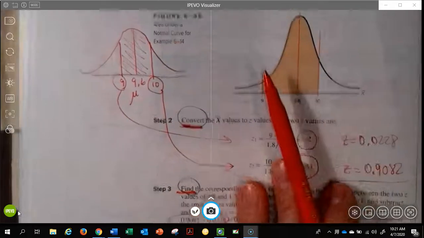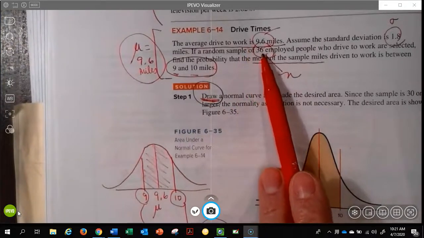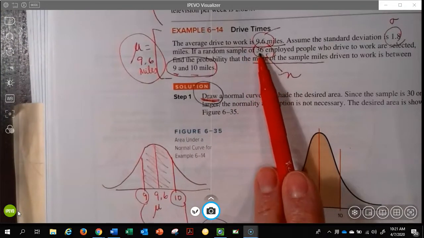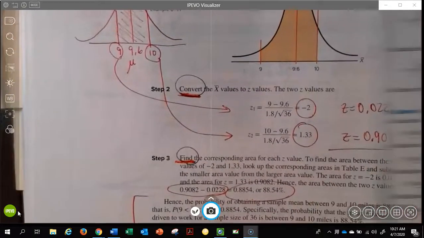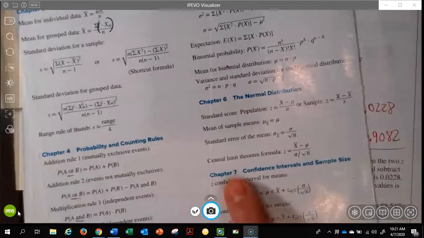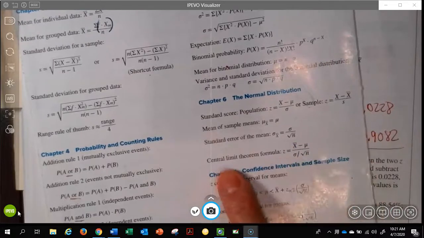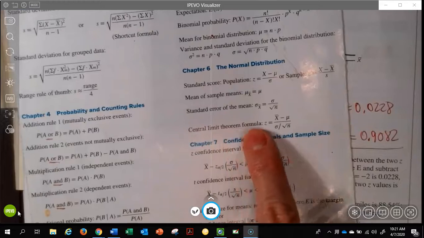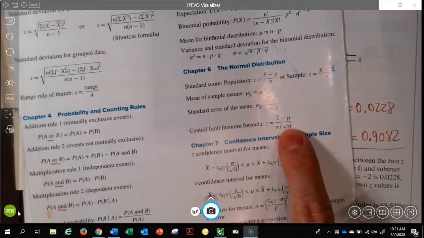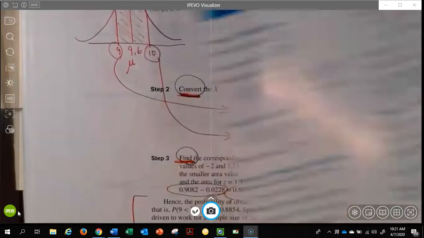Again, up here, were they talking about an individual or a group of people? With the group of people, we have an n, and so we're going to need to go grab the formula that is going to involve finding Z using the central limit theorem formula. That's where we're going to put our n, our group of people.